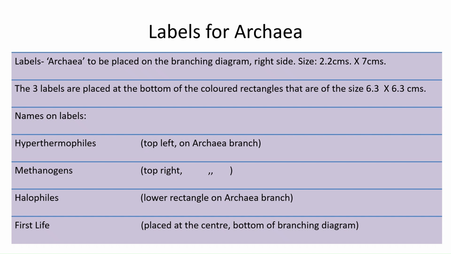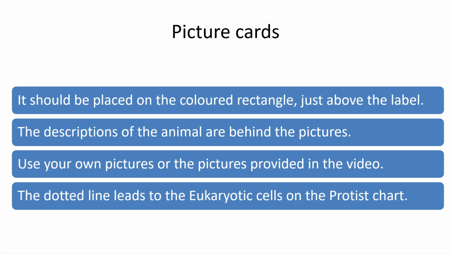which is kept on the top right of the archaea branch, halophiles, which is kept on the lower rectangle on the archaea branch, and first life is placed at the center, the bottom of the branching diagram. The picture cards should be placed on the colored rectangle just above the label. The descriptions of the animal are behind the pictures. Use your own pictures or the pictures provided in the video.